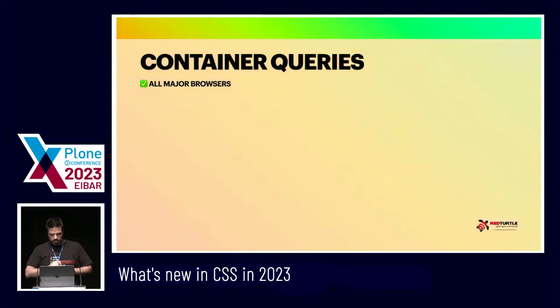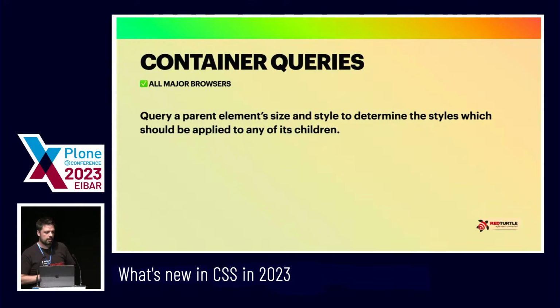And this is something very interesting because it actually is something similar to the good old media queries. They actually allow you to query the parent element size and style to determine the styles which should be applied to any of its children. What does it mean? That this thing allows easier nested layouts and an easier collocation of code, which is a good friend of the separation of concern I was talking about this morning.